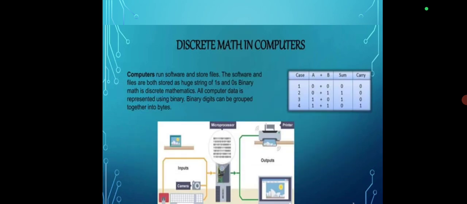Discrete math in computers: it runs software and stores files. The software and files are both stored as a huge string of ones and zeros, as binary. All computer data is represented using binary. Binary digits can be grouped together into bytes.